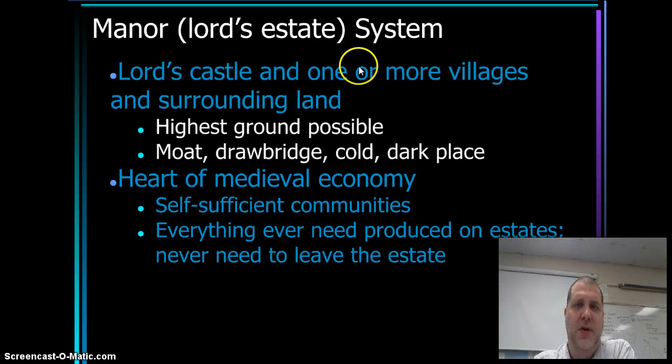The manor, which is the Lord's estate, is a system. This is where his castle and the surrounding land are. So you're going to have it somewhat set up where you have a castle in the middle, and everywhere else is going to be around. These are going to be where the peasants live and where they actually farm for you. It's the heart of the medieval economy, self-sufficient communities. They didn't really do a lot of trading back then, so everything happened within the Lord's estate.